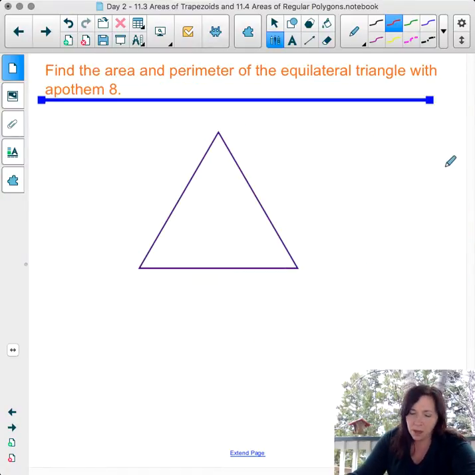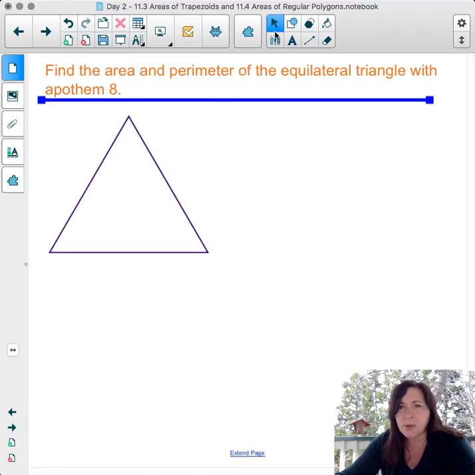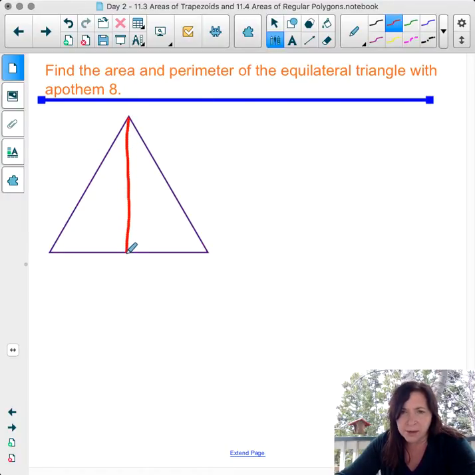Okay. Find the area and perimeter of an equilateral triangle that has an apothem of 8. So an apothem, keep in mind, remember equilateral triangles, okay? Equilateral triangles have a height. There's my height, okay? I'm going to do this 2 ways, okay?